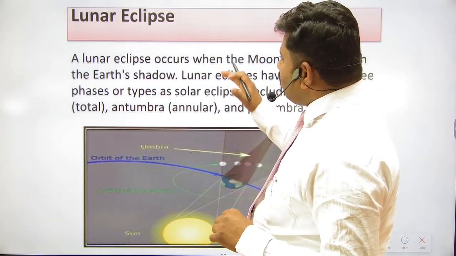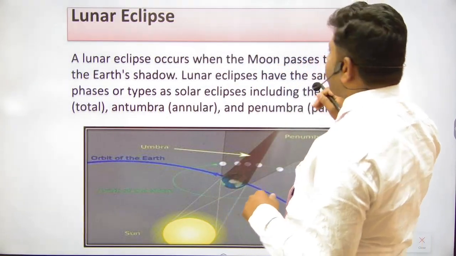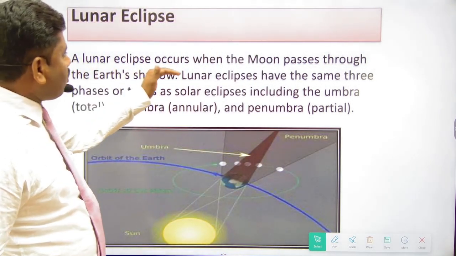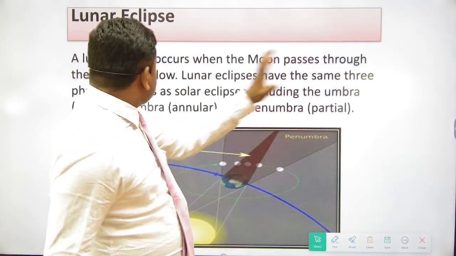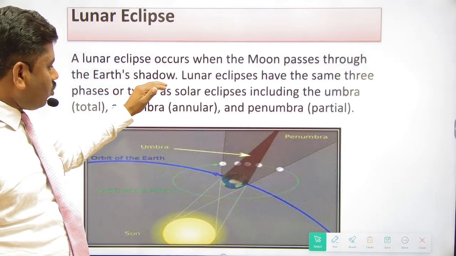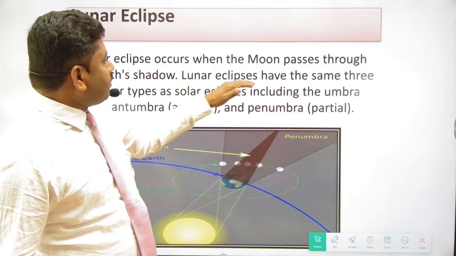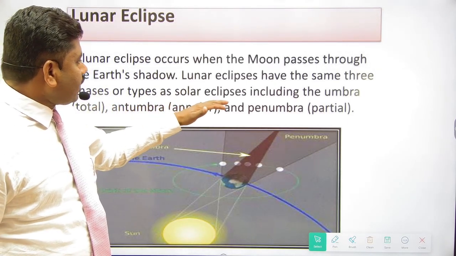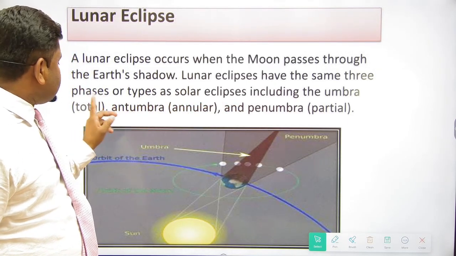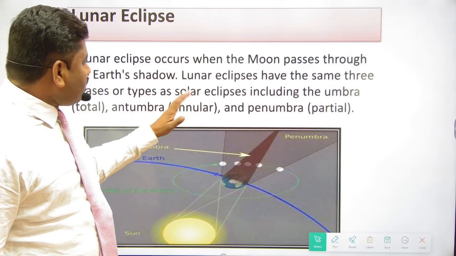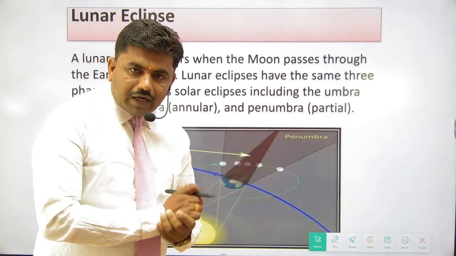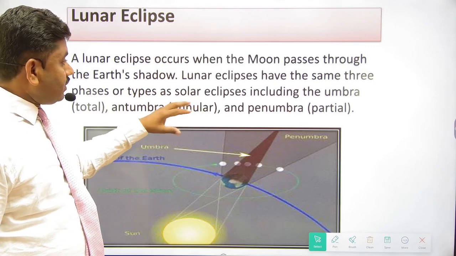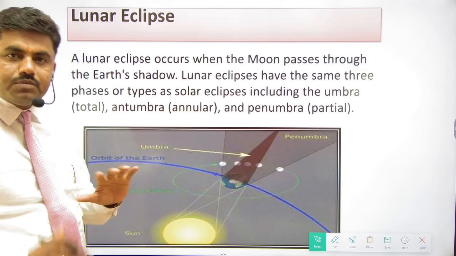Now see the lunar eclipse. A lunar eclipse occurs when the moon passes through the earth's shadow. Lunar eclipses have three phases or types, like solar eclipses: the umbra, that is the total, the antumbra, that is the annular, and the penumbra, that is the partial. The same process happens, but the names are different when a lunar eclipse happens.